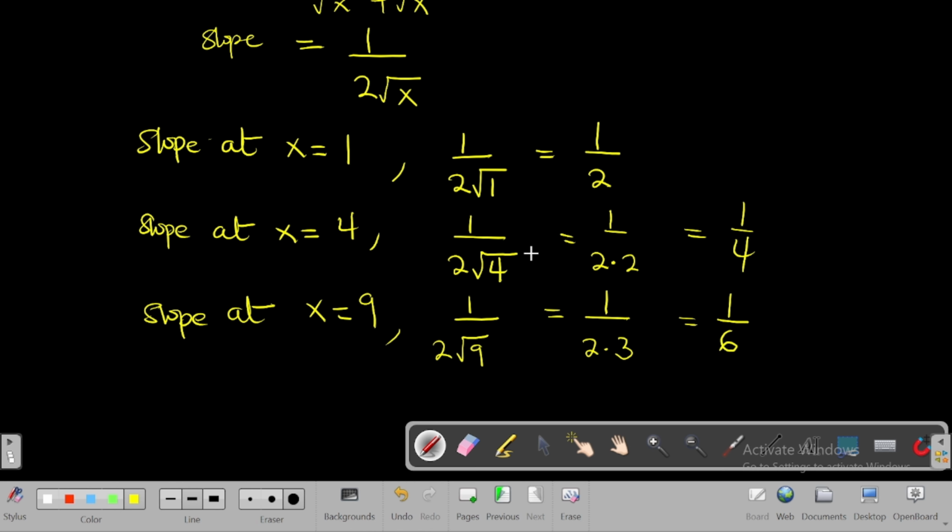6, right? So I believe now you understand what a derivative is, and how to use the definition of a derivative to find the derivative of a particular function at an instant.